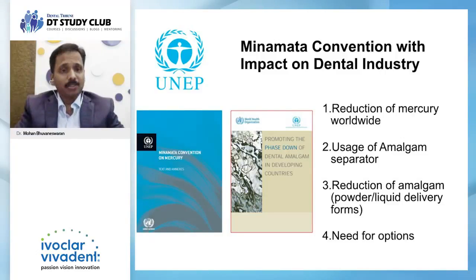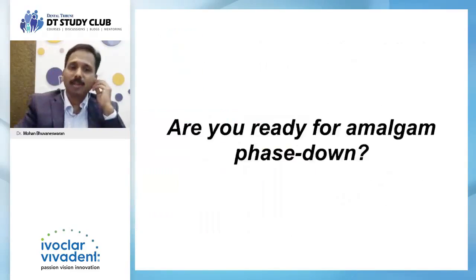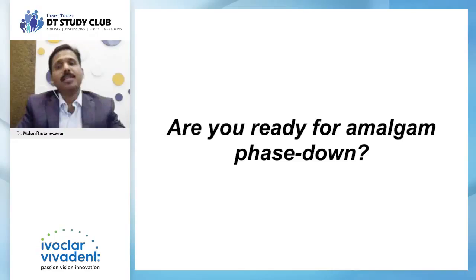So there has to be usage of an amalgam separator in all our clinical chairs, because though the production of mercury would stop, there would be a lot of people on this earth having silver amalgam restorations, and one day if you need to remove them, they will definitely cause fumes. So the near future is that mercury production is going to get stopped. That means, will we be able to use silver amalgam? Are we ready for the phase down of silver amalgam?